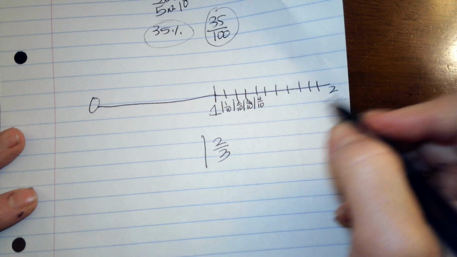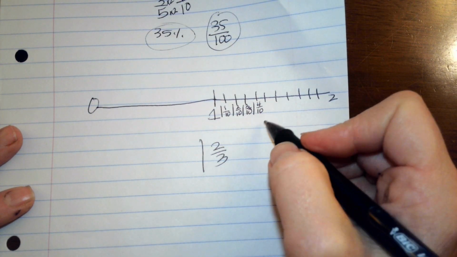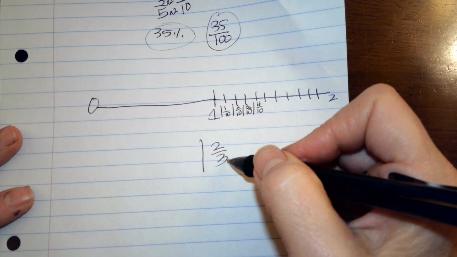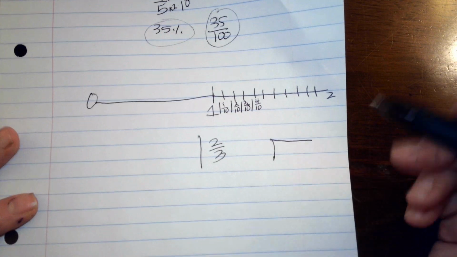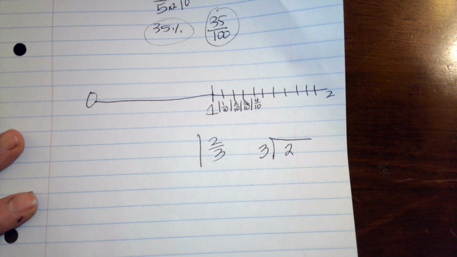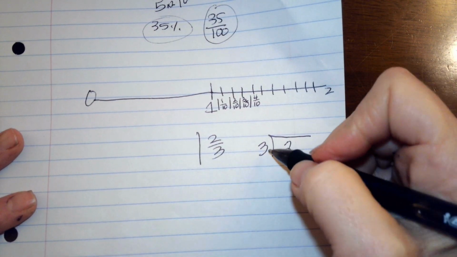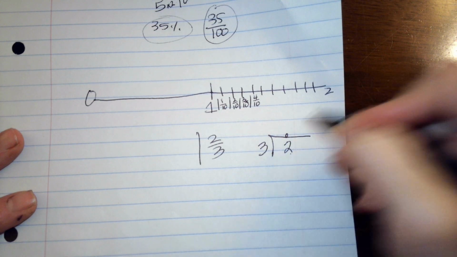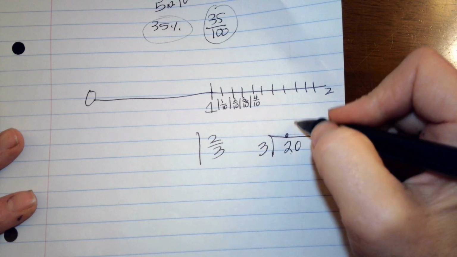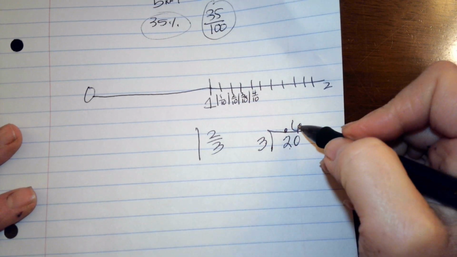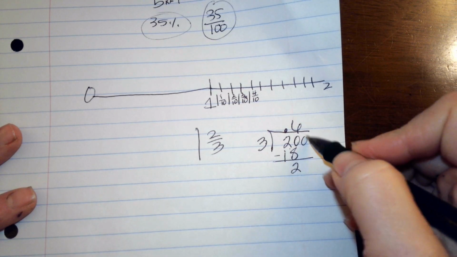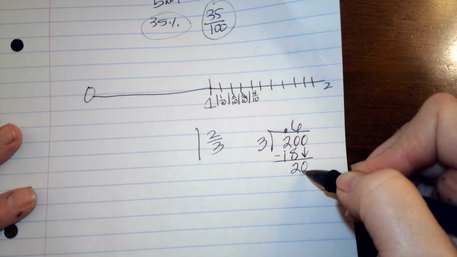All right, so to find out what 1 2/3 is, I would have to find out what 2/3 is as a fraction. That would be something I could put on my number line. So I'm actually going to change it to a decimal. To change my 2/3 to a decimal, I'm going to put my denominator here, and I'm going to put my numerator here. And then I'm going to divide. 3 goes into 2 how many times? It doesn't. So I'm going to put my decimal here and add a 0. 3 goes into 20 how many times? 6 times. 6 times 3 is 18. 20 minus 18 is 2.